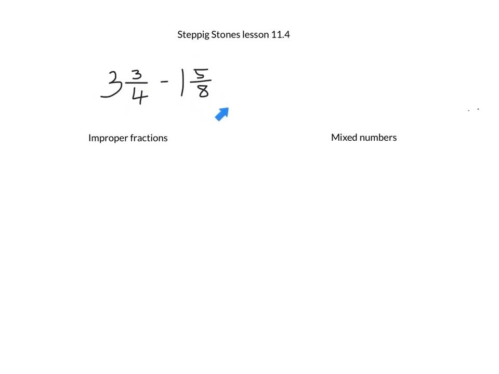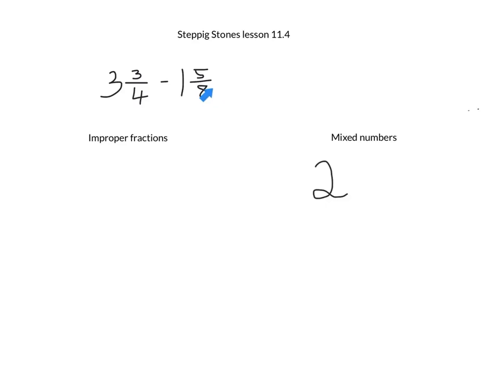It's also, I feel, the easier one. So what we do is I look at my whole numbers first and I say, okay, I'm just going to subtract my whole numbers first from each other. So I have 3 take away 1, and that gives me the whole number 2. Alright, now I'm left with my fraction parts. So I then say, what is 3/4 take away 5/8?